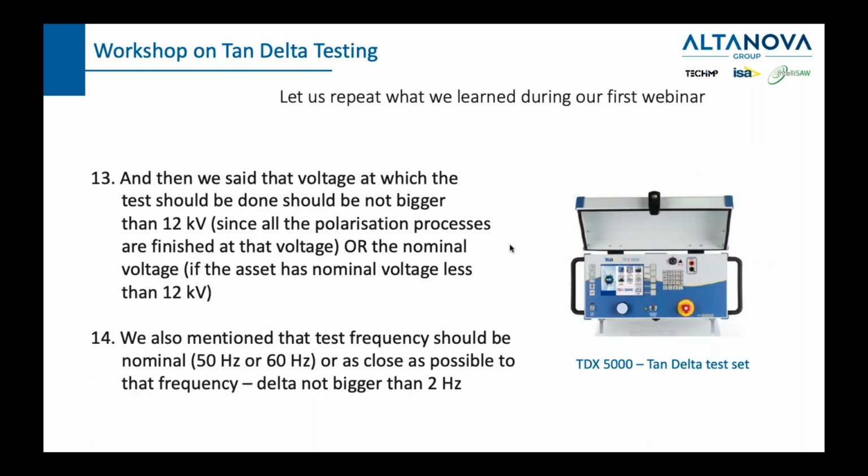After that, we said what is the voltage and the frequency which we should use when doing a tan delta test. So first of all, we said that 12 kilovolt is a standard, especially for transformers. Sometimes for generators it is 15, but you don't need to go above 12 kilovolt because all polarization processes are done at 12 kilovolt. And that's very important to know.